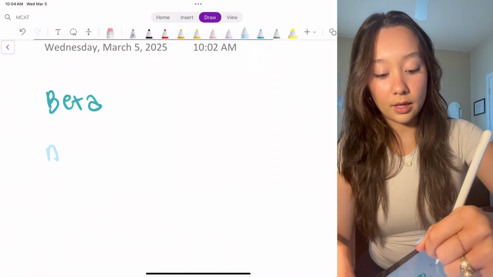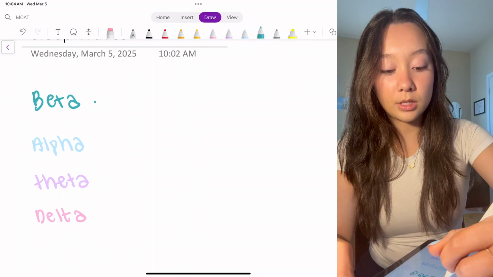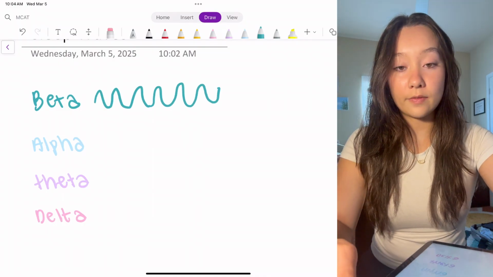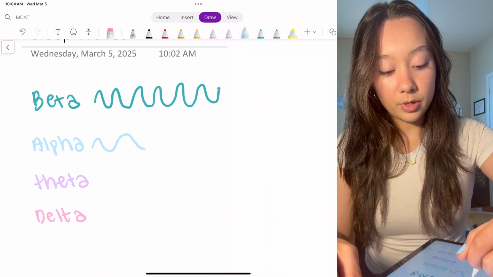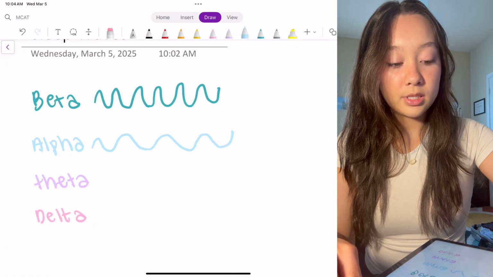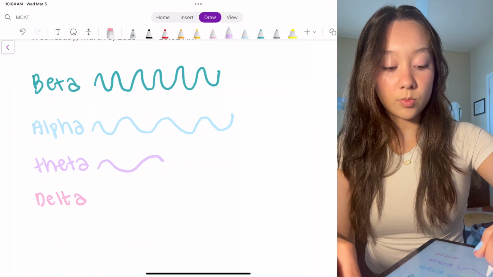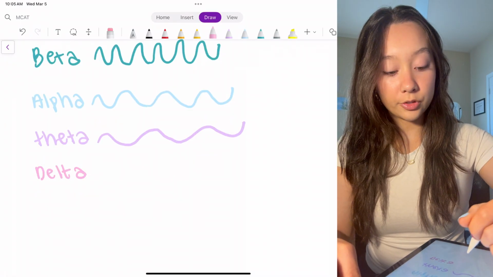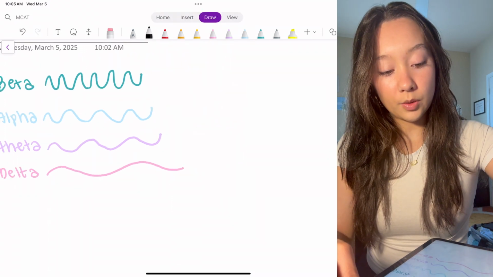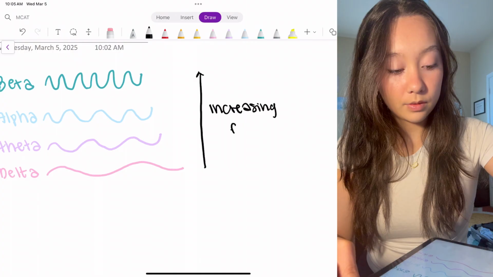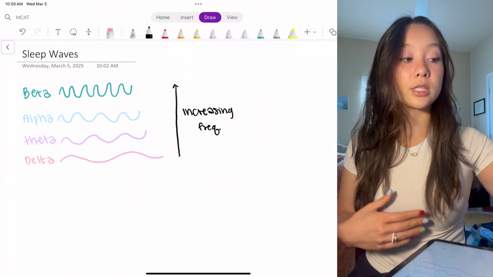We have beta, alpha, theta, and delta. Beta waves are going to be the highest, with the highest frequency. Alpha waves are a little bit more spread out, but still pretty high frequency. Theta waves are very spread out, so they're going to be more relaxed. And then delta waves are going to be slow waves, like that. And so we can note the increasing frequency. Now that we have the different types of waves labeled, we can go into the different stages of sleep.